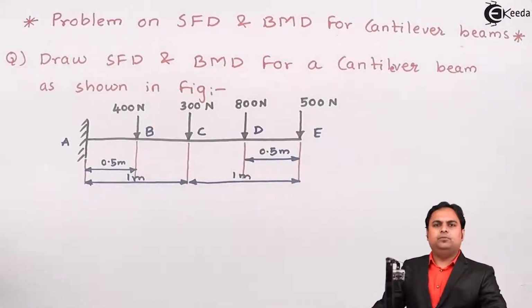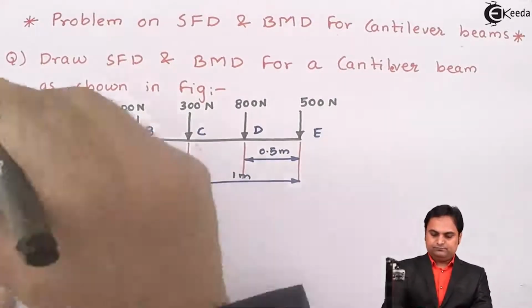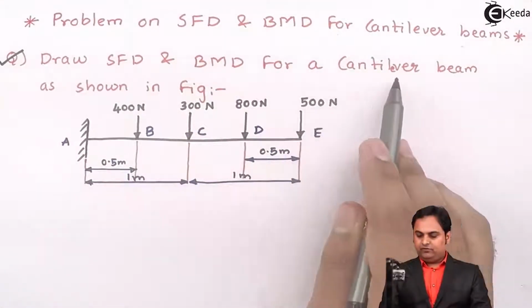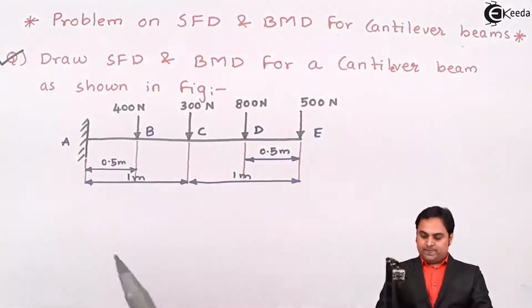In this video, we will see a problem based on shear force and bending moment diagram for cantilever beams. Here is the problem. In the question it is given: draw SFD and BFD for a cantilever beam as shown in the figure. This is the diagram provided to us.